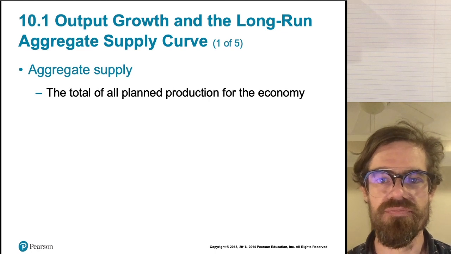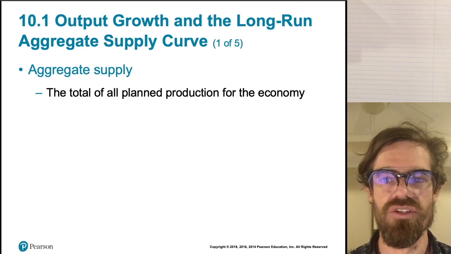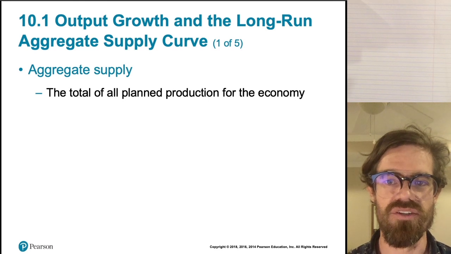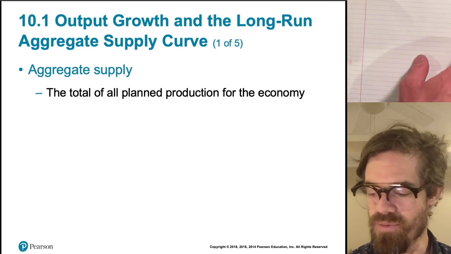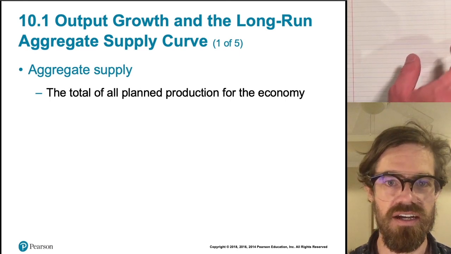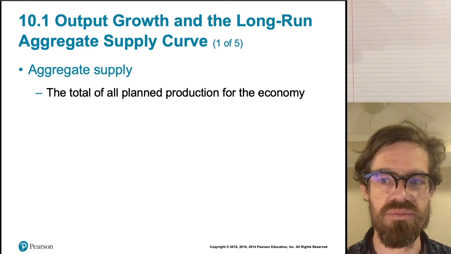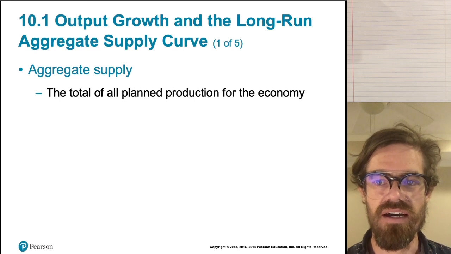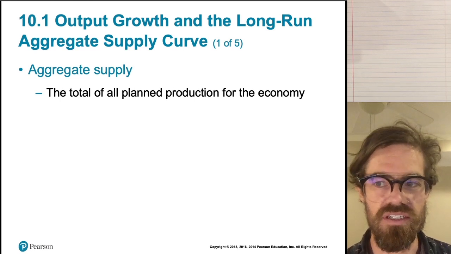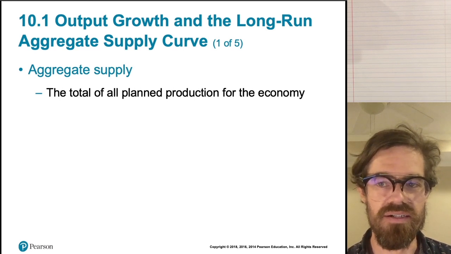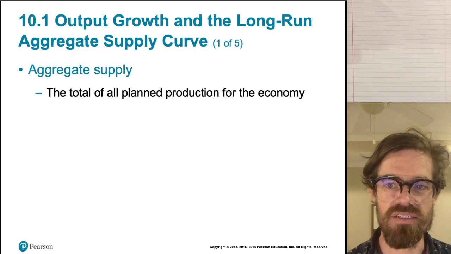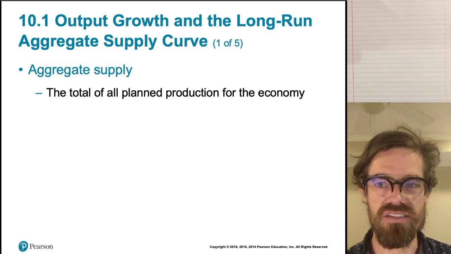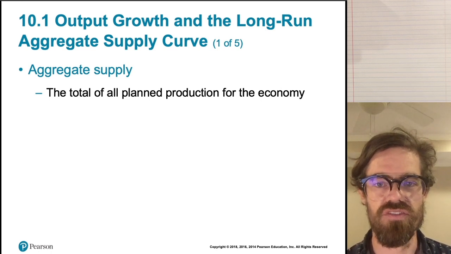Okay, so to begin with, we're going to look at aggregate supply. Aggregate just means total. It just means adding up all of the supply of everything in an economy. So that's what aggregate supply is. It's the total of all planned production for the economy. Now, this planned aspect is important, and we'll see why later. But that's what aggregate supply is. It's the total planned production for an economy.